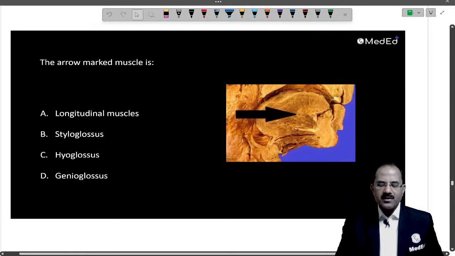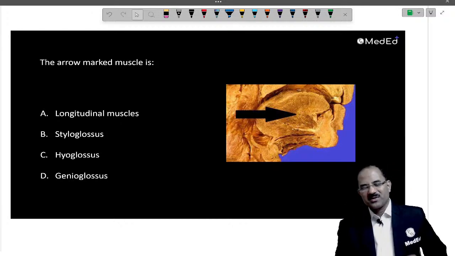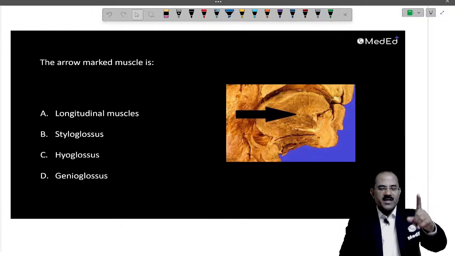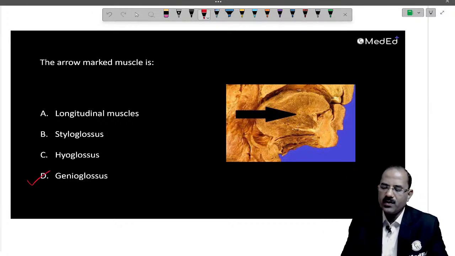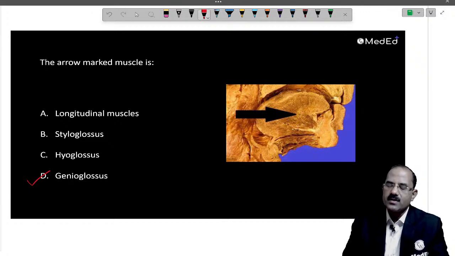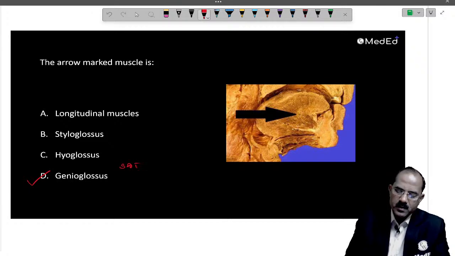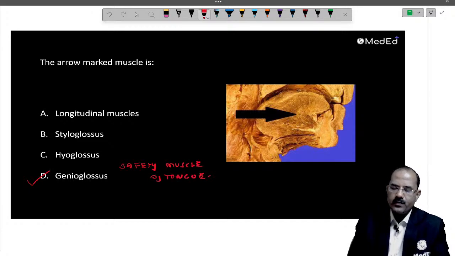Answer this. The arrow marked muscle is. Come on. This you should know. Which is this muscle which is marked here? This muscle is the genioglossus. And genioglossus is known as the safety muscle of the tongue.